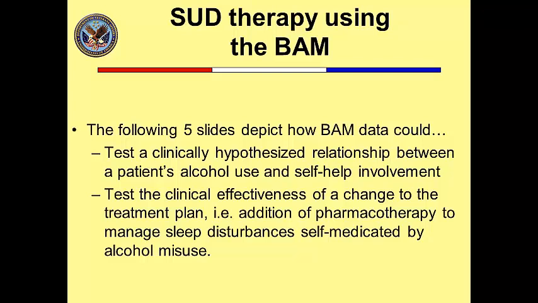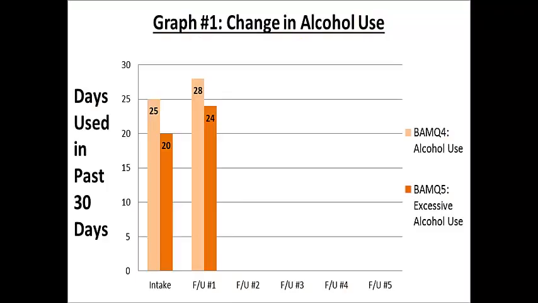Appreciate that. All right, so the next slides really are mocked up to indicate how BAM data might be used by an end user for testing clinical hypotheses or the effectiveness of a change to the treatment plan. For example, the slides I'll be showing you momentarily presume a hypothesized change to the pharmacotherapeutic regimen of the patient to manage their sleep disturbances that we hypothesized were being self-medicated by alcohol misuse. But let's first look at the hypothesis between alcohol use and self-help involvement.